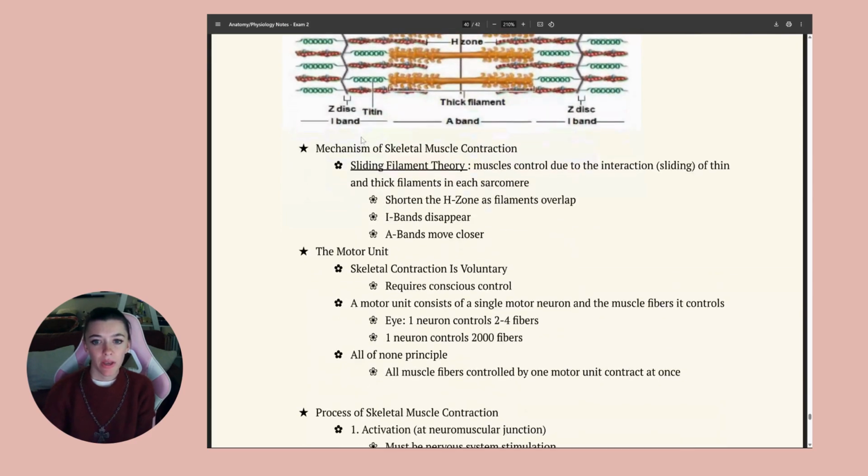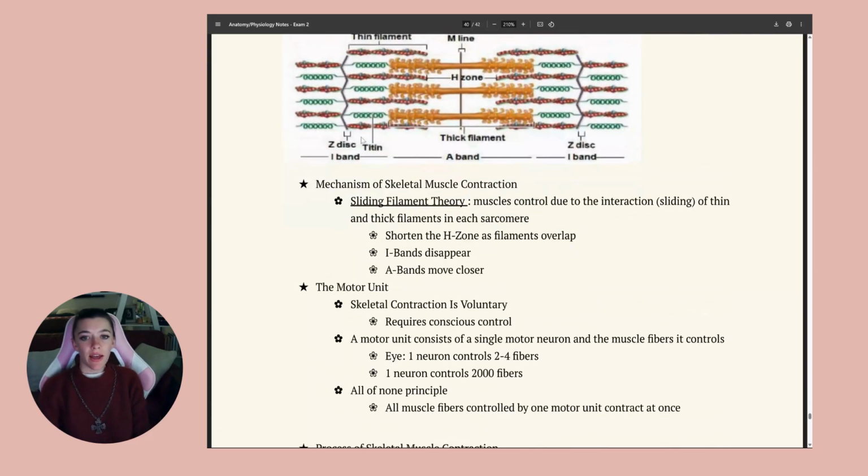Perfect. All right, let's look at the mechanism of skeletal muscle contraction. The sliding filament theory. Muscles contract due to the interaction, sliding, of thin and thick filaments in each sarcomere. This shortens the H zone as filaments overlap. I bands disappear and A bands move closer.